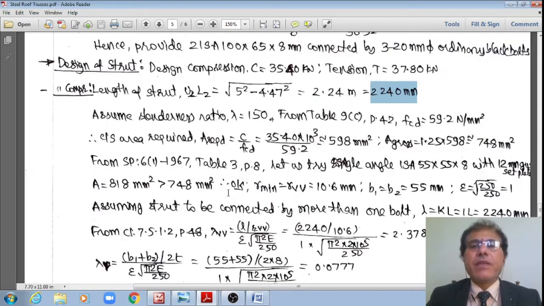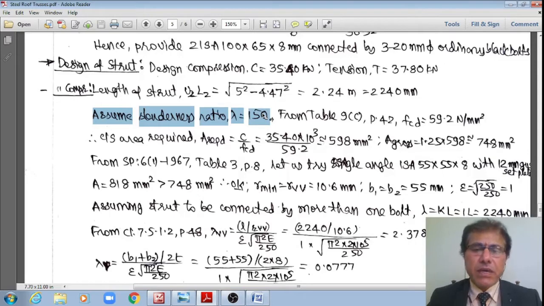Now I do have the length, that length is equal to 2.24 meters. However, the design compression force is not that large, therefore I am assuming a medium slenderness ratio, lambda equal to 150. The other day you saw that for the top chord member or rafter I assumed lambda equal to 100, whereas for the bottom chord member, because that length is 6 meter, I assumed slenderness ratio as 200. Now because here a single angle is there along with the 2.24 meter length, as well as the compression force being small, I am assuming a medium slenderness ratio, lambda equal to 150.